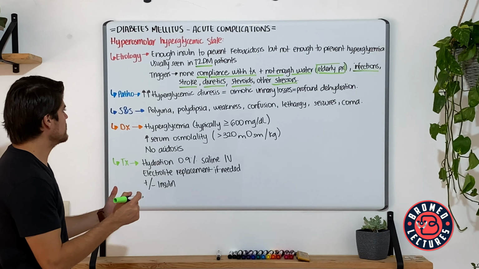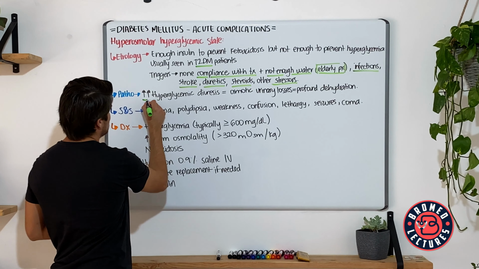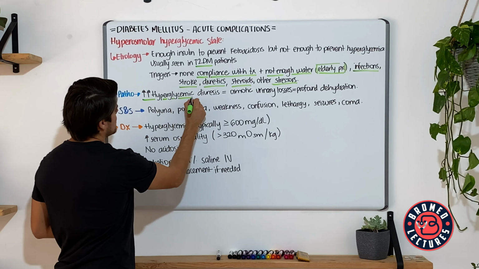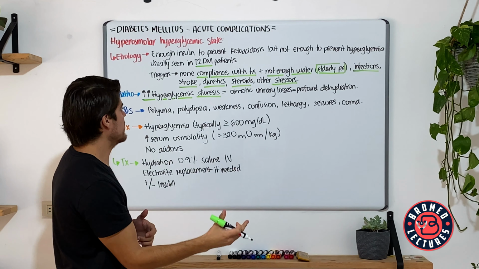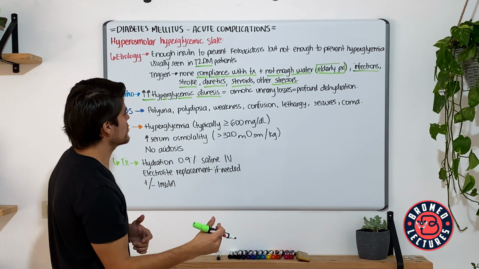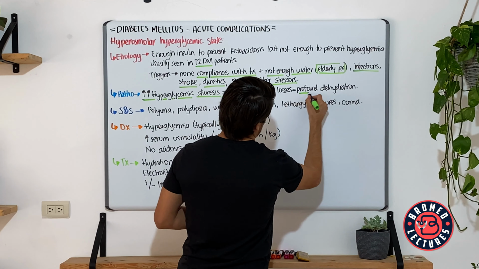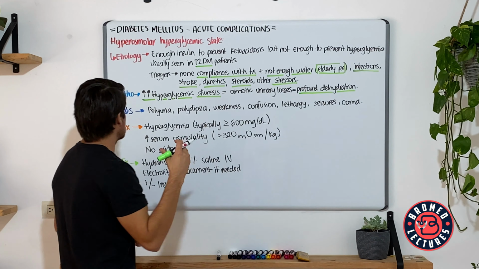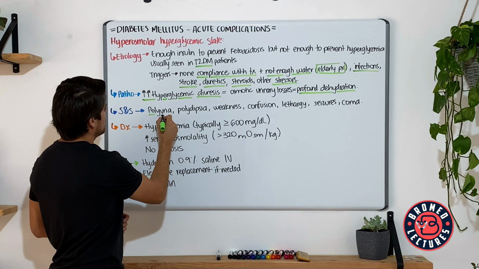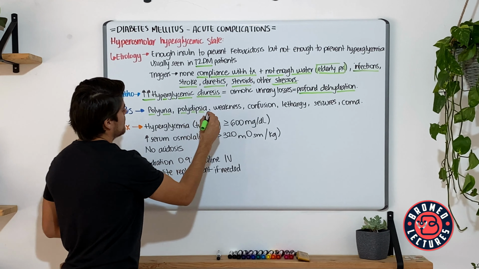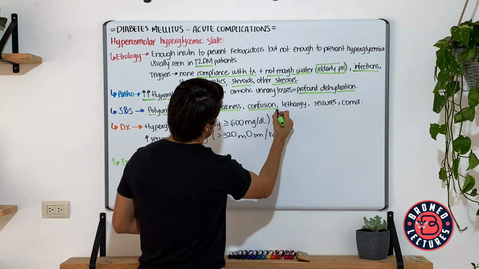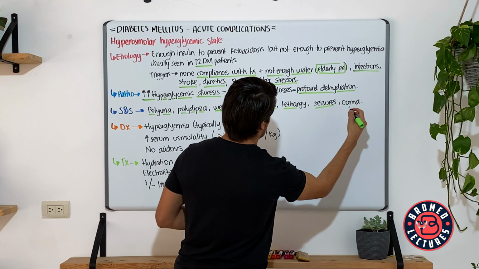Now for the pathogenesis, these patients have an increased hyperglycemic diuresis, and so this is going to involve osmotic urinary losses and of course a profound dehydration for these patients. Now for the signs and symptoms, of course, polyuria, polydipsia, patients can develop weakness, confusion, lethargy, seizures, and can develop coma.